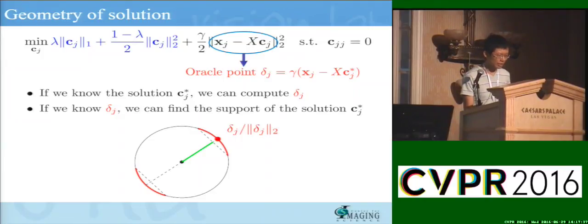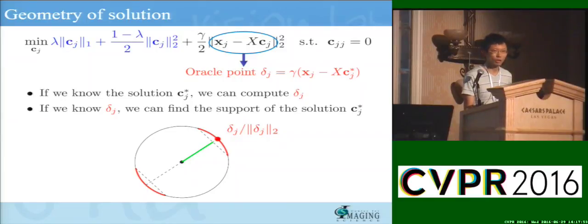Okay, as a first application of this geometric structure, we are enlightened by this to design a fast algorithm. And the idea is that suppose that we know the oracle point delta at this point, then we can immediately tell which entries in the dictionary are going to have non-zero coefficients, right?